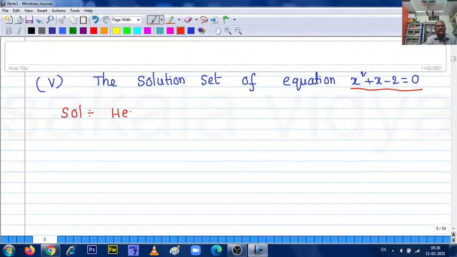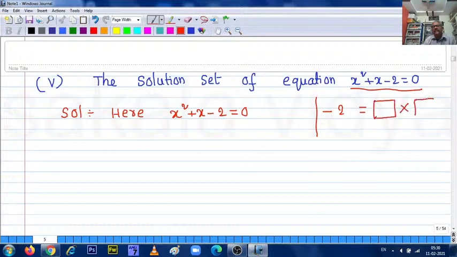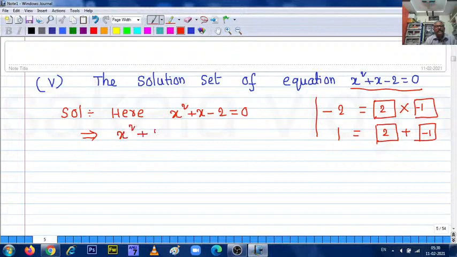Here x square plus x minus 2 equals 0. First take minus 2 here. Minus 2 is the product of two numbers, and 1 is the sum. If we add 2 and 1 we don't get it, but we need plus 2 and minus 1 added. Put minus 1. So that means this x can be written as x square plus 2x minus x. 2x minus x is x only. Minus 2 equals 0.